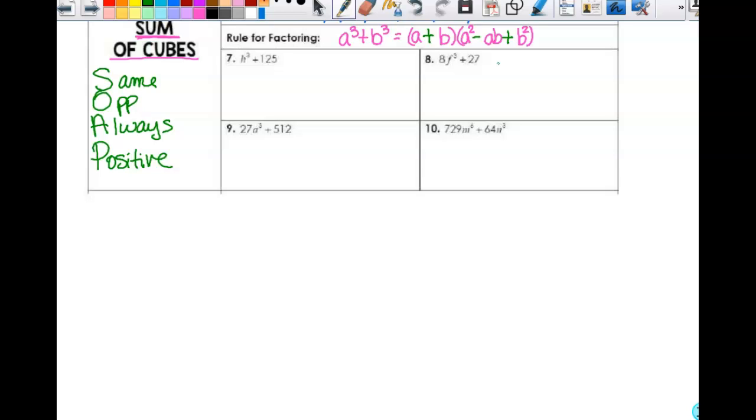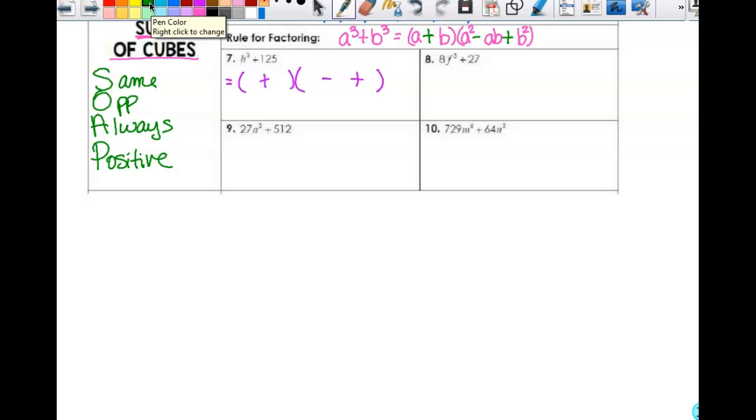So let's look at number 7. This is h cubed, and then 125 is a perfect cube. The way you want to start off, so that you don't mess things up, is you get little parentheses, big parentheses, and leave yourself a lot of room. I never leave myself enough room. Then the next thing I'm going to do is put my signs in there, so I don't mess those up. They are the same, opposite, always positive. Then I'm going to worry about what actually goes in there.